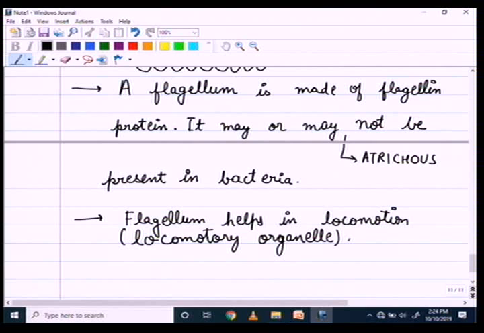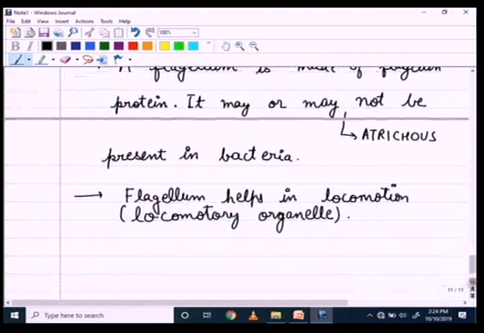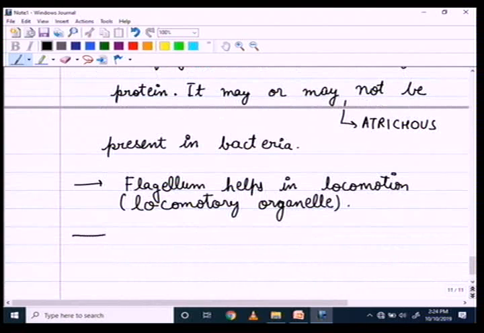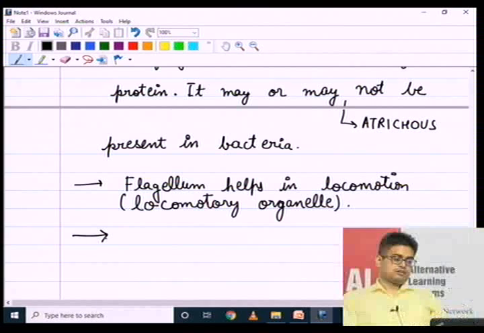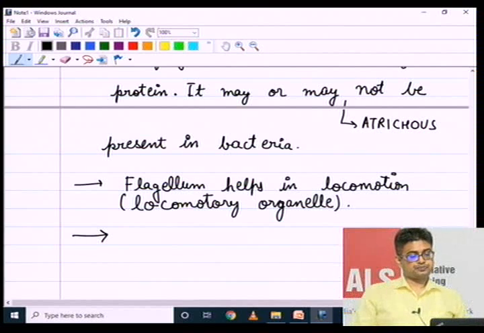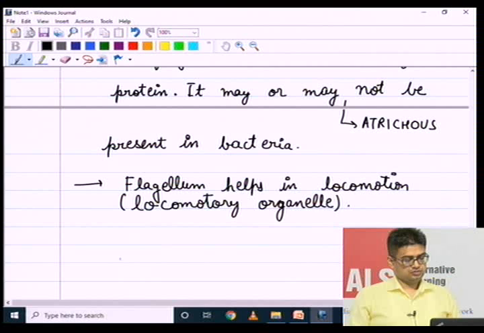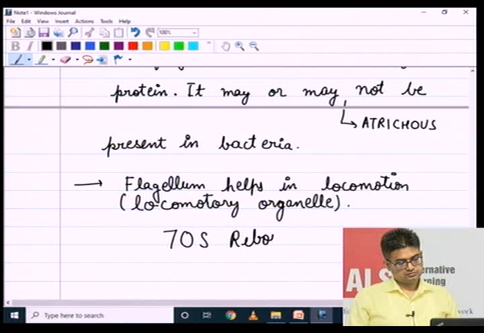Locomotory organelle. So it is going to help in locomotion. It's a locomotory organelle. All right, one more thing. After flagella, we will write a short note: 70S ribosomes.